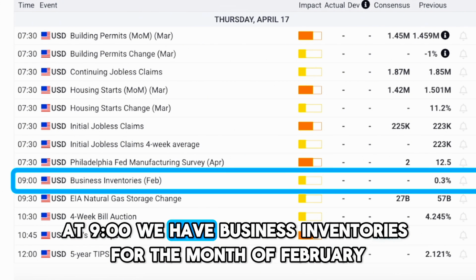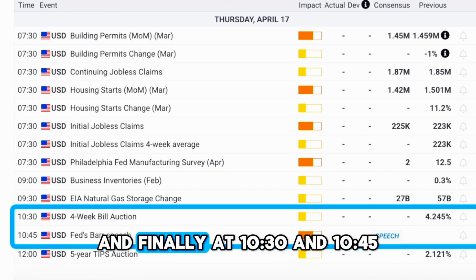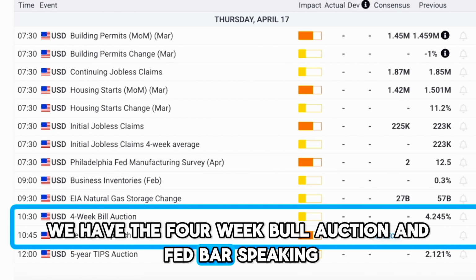9 o'clock, we have business inventories for the month of February. And finally, at 10:30 and 10:45, we have the 4-week bill auction and Fed Barr speaking.